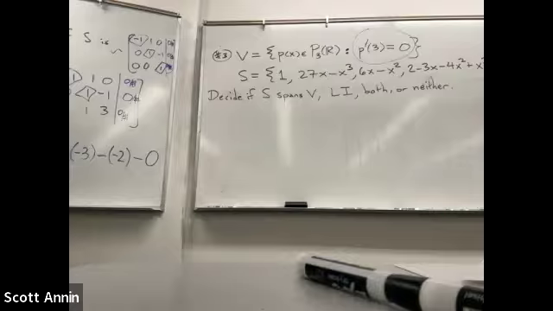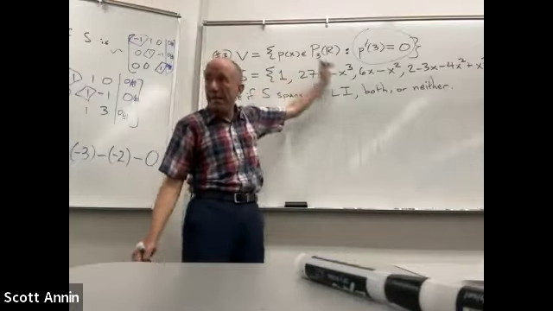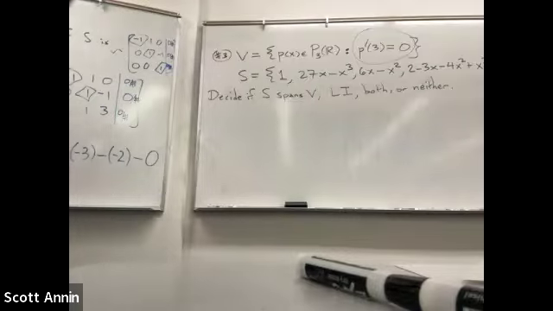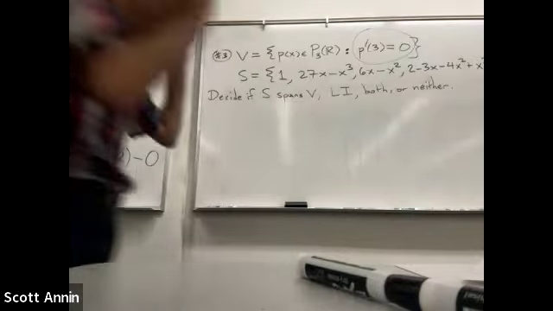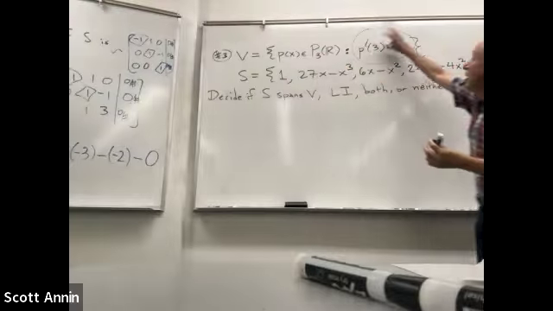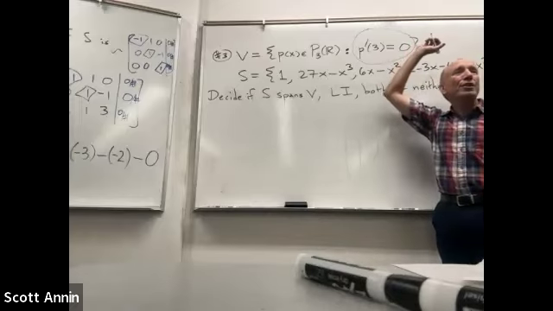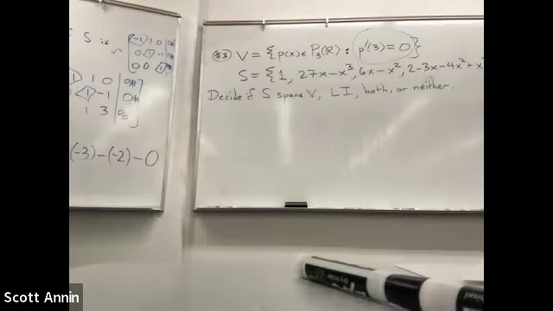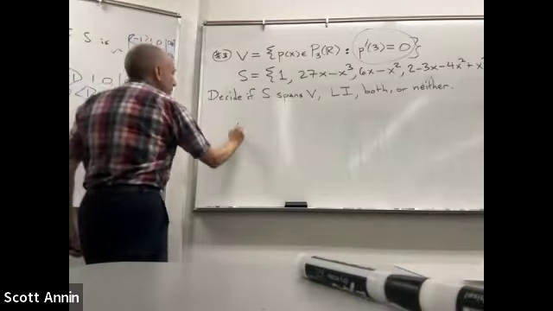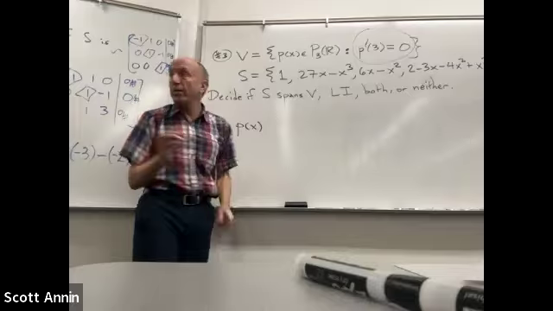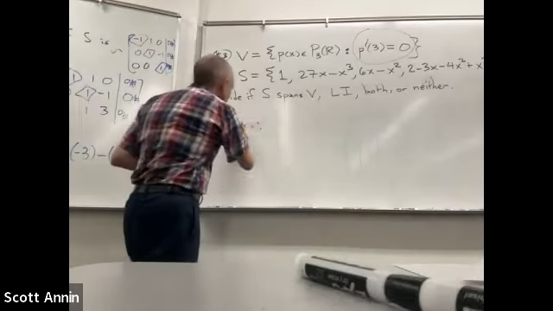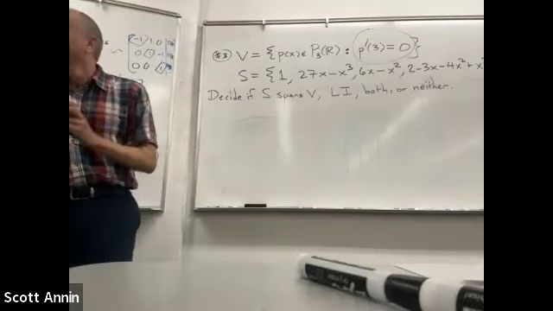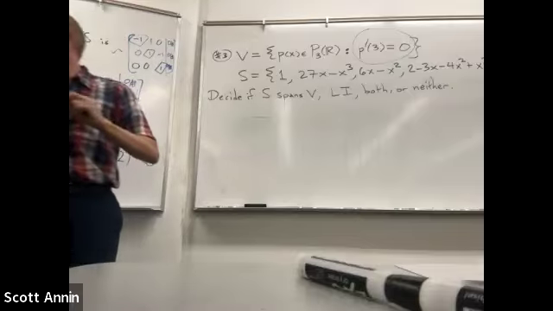But over here, my vector space is not P3 of R. My vector space is this subspace of P3 of R of those polynomials such that when you plug in 3 into the derivative, you get 0. So as an extra step here, I'm going to try to find a basis for V.